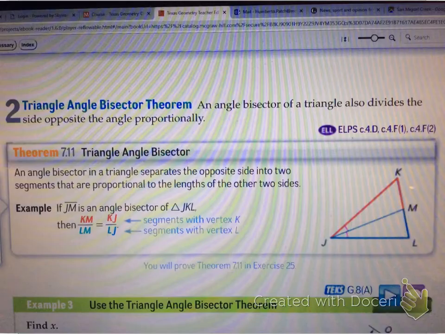So it is. I almost forgot one. All right, so here's another theorem. Triangle angle bisector theorem: an angle bisector in a triangle separates the opposite side into two segments that are proportional to the lengths of the other two sides. So now this one is focusing on how those sides can be proportional to the sides of the triangle. And we'll look at them as separate triangles.